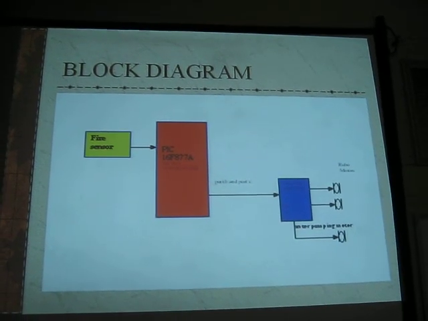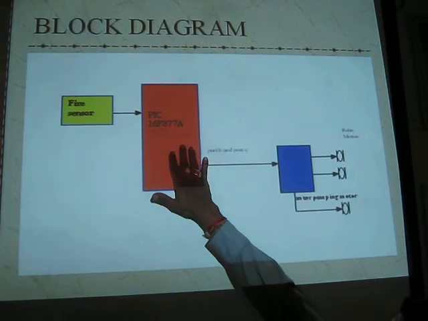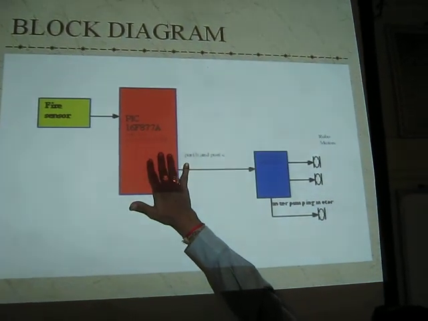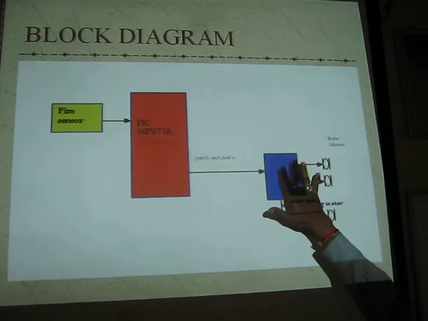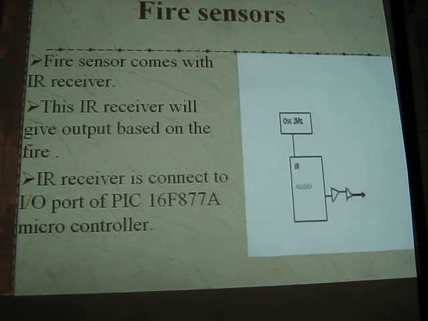See, we are using a fire sensor. That is the first section. From the fire sensor, the signal comes to the PIC microcontroller. This is the microcontroller section. Then the microcontroller gives output to the L293 motor driver IC. Here, two motors are connected.